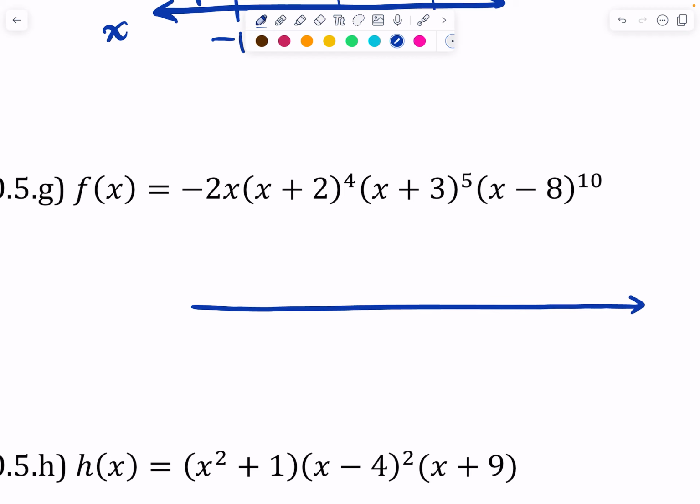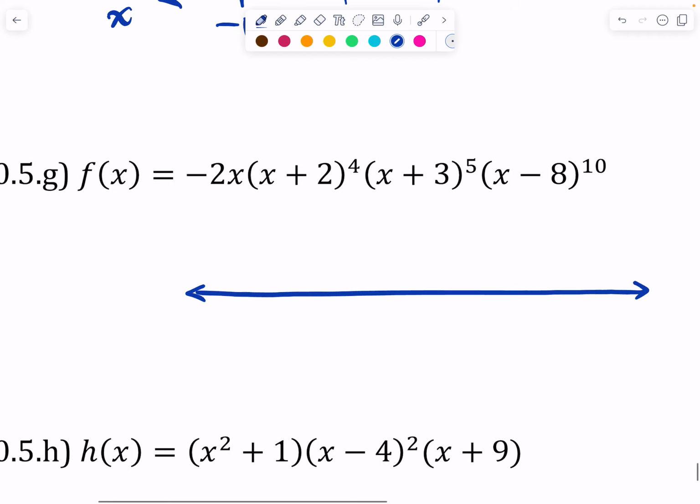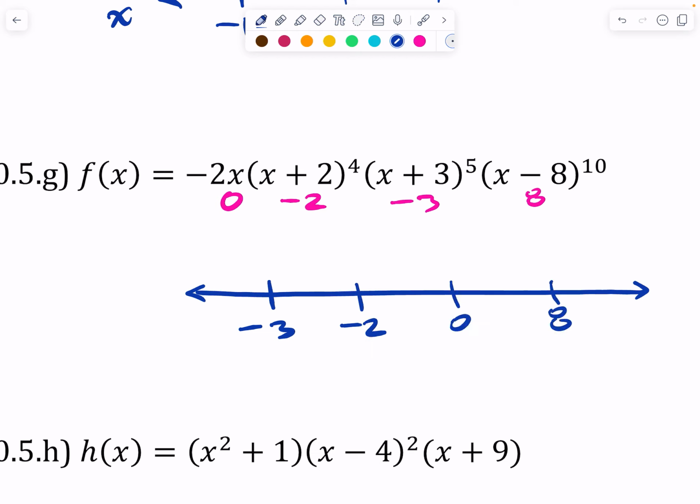Big ol' number line that can fit all of these critical values. There's like 4 of them. So let's just list them so I can keep track of what goes in what order. That gives us a 0, a -2, a -3, and an 8. All right, so lowest is -3, -2, a 0, and an 8. Those are all zeros of the function f of x.